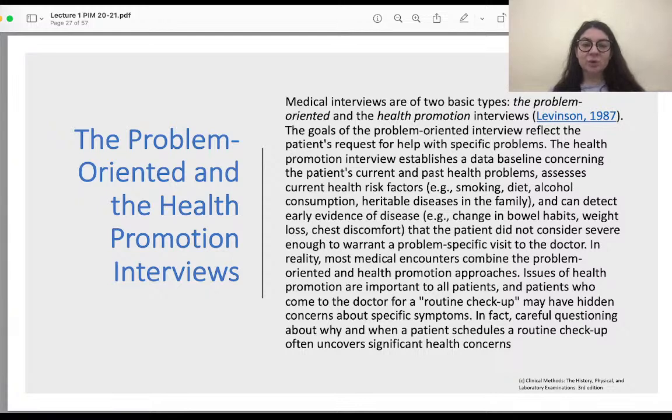In reality, most medical encounters combine the problem-oriented and health promotion approaches. Issues of health promotion are important to all patients, and patients who come to the doctor for a routine check-up may have hidden concerns about specific symptoms. In fact, careful questioning about why and when the patient schedules a routine check-up often uncovers significant health concerns.